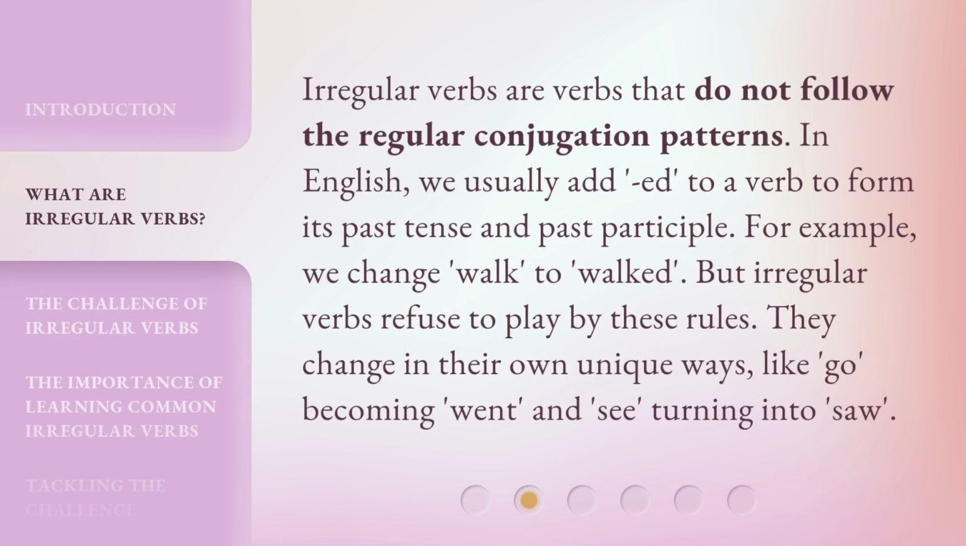Irregular verbs are verbs that do not follow the regular conjugation patterns. In English, we usually add -ed to a verb to form its past tense and past participle. For example, we change walk to walked. But irregular verbs refuse to play by these rules. They change in their own unique ways, like go becoming went, and see turning into saw.